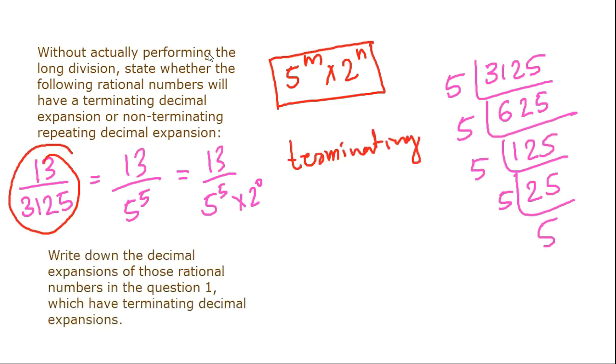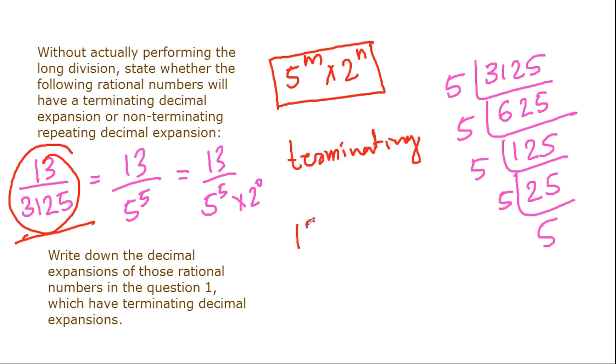And as part of question number 2, it says to write down the decimal expansion of those rational values in question number 1 which have a terminating decimal expansion. Here it has a terminating decimal expansion, so we have to find the decimal expansion of it. Then what will be the decimal expansion of it?